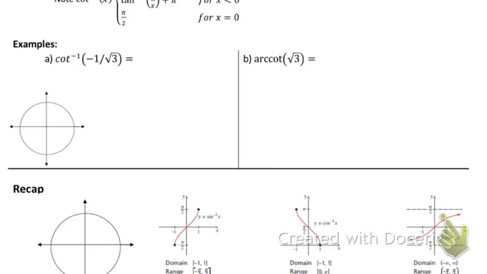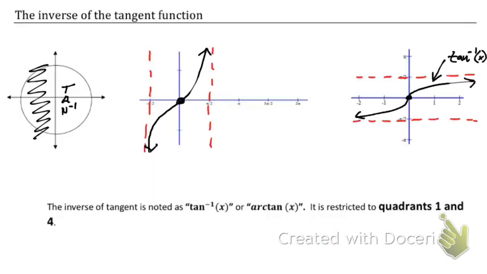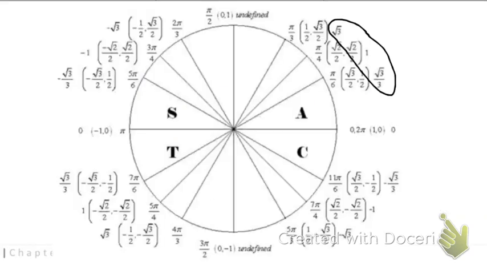All right, let's do some examples. Our first one is cotangent inverse of negative 1 over square root of 3. To rewrite that in terms of tangent, we need to take the reciprocal on the inside. So that's going to be tan inverse of negative square root of 3 over 1, which is really just negative square root of 3. So what that would tell us to do is go to our unit circle. I'm not going to put equals yet. We're going to figure out where tan inverse equals negative square root of 3.